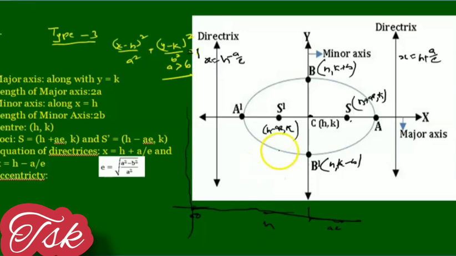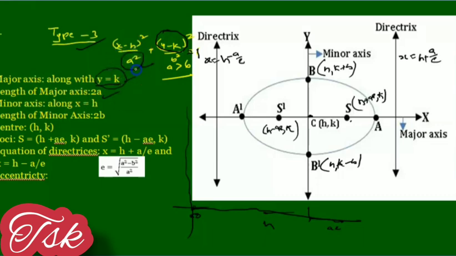The major axis is 2a and the minor axis is 2b. The coordinates of A and A dash, since the origin is shifted, become (h plus or minus a, k). The minor axis is parallel to the y-axis and the major axis is parallel to the x-axis. So y minus k is equal to 0 is the major axis, where the length of the major axis is 2a.